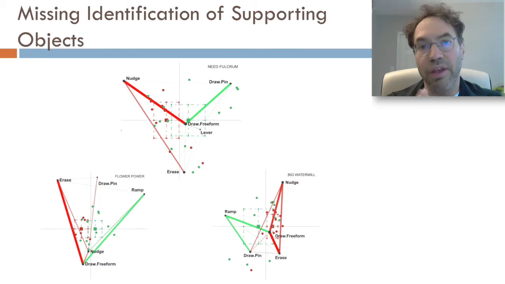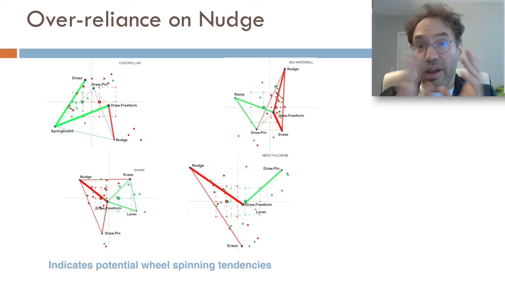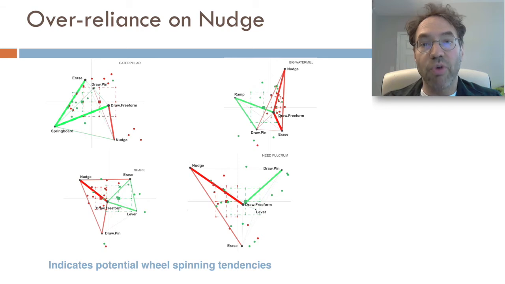A second key theme that Karumbaya noticed was missing the identification of supporting objects. Objects like a pin that needed to be drawn so that the physics operators could actually function properly. Third, an over-reliance on nudge, an operator that doesn't really leverage deep understanding of physics by the players who were ultimately unsuccessful, seen in all 4 of these levels here and in fact many other levels.